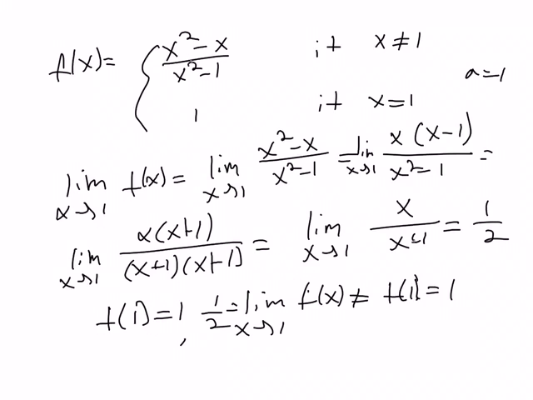But interestingly enough, if we change this to a half, then this function is continuous at 1, surprisingly, because the limit agrees with the number over here, with f of 1. Next problem. That was problem 18. Now I'm going to do problem 19.